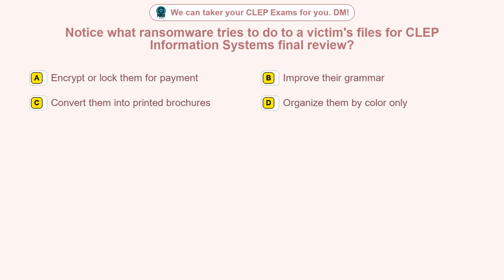Question 42. Notice what ransomware tries to do to a victim's files for CLEP Information Systems final review. Option A. Encrypt or lock them for payment. Option B. Improve their grammar. Option C. Convert them into printed brochures. Option D. Organize them by color only. The correct answer is option A. Encrypt or lock them for payment.